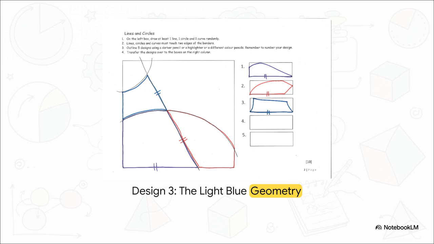For design 3, check out this light blue shape carved directly out of the center mass. It's just completely suspended right in the middle of our canvas, bordered by the intersecting curve, the circle, and the diagonal line. It's totally unique from the first 2. And once again, the tick mark is placed, and the shape is perfectly isolated over into box number 3. The chaos is just rapidly being organized into these distinct, beautiful little components.